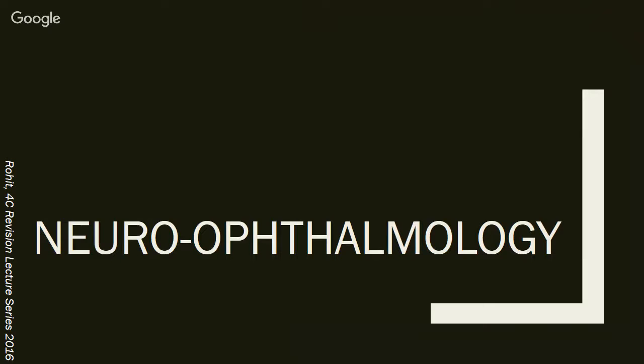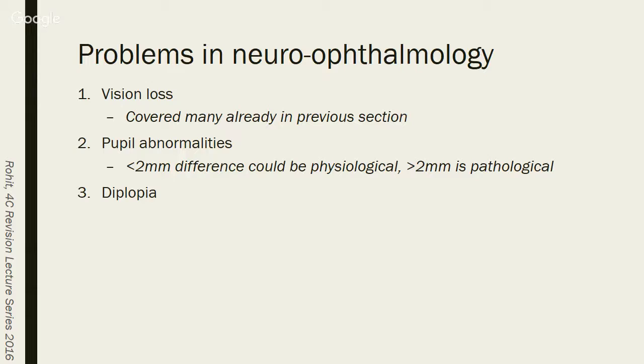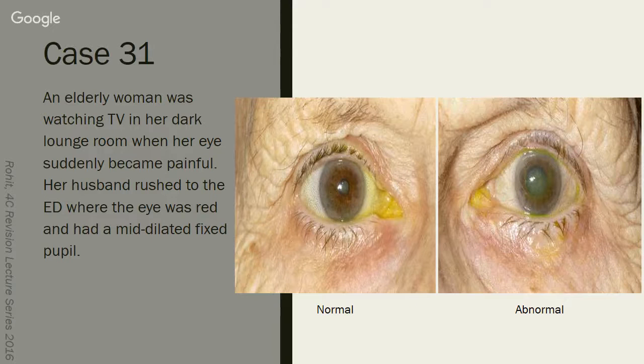So neuro-ophthalmology kind of goes over three areas. So vision loss, pupil abnormalities, which we're not going to talk about too much, and then double vision, so cranial nerve problem. So this condition I could have put in the anterior eye because it's probably more relevant there, but I put it here for a specific reason.